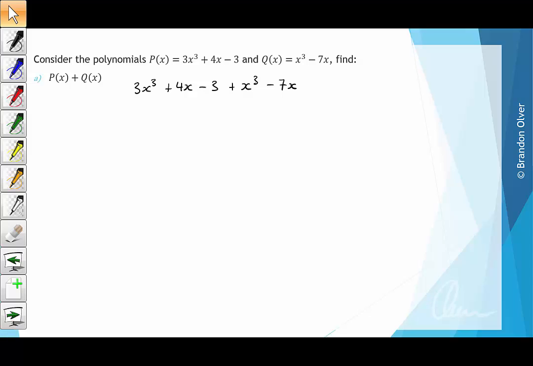The next thing we need to do is just look for like terms. So the first like term that I can see is the 3x to the power of 3 and the plus x to the power of 3. The second like term I can see is the plus 4x and the minus 7x. So if we collect our like terms, we end up with 3x to the power of 3 plus x to the power of 3 gives 4x to the power of 3.